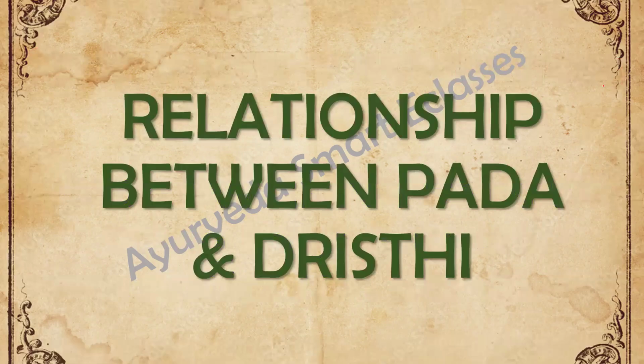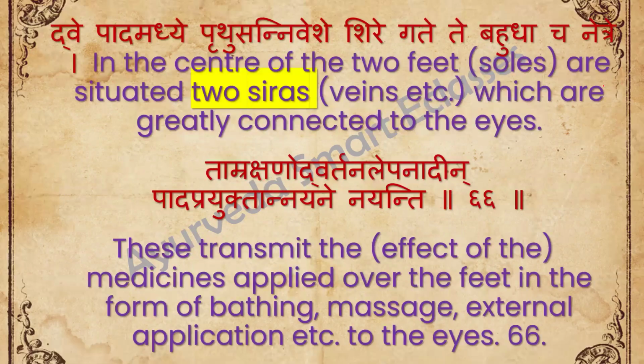Relationship between Pada and Drishti. Dvipada Madhye Prudu Sannivesho Shire Khade Te Bahuda Chanetre. In the center of the two feet, the soles of the feet, we can see two sira, which are greatly connected to the eye. Tamara Kshanod Vartana Lebanadin. Udvartana Lebanadin. Pada Prayukta Na Nayane Nayandi.